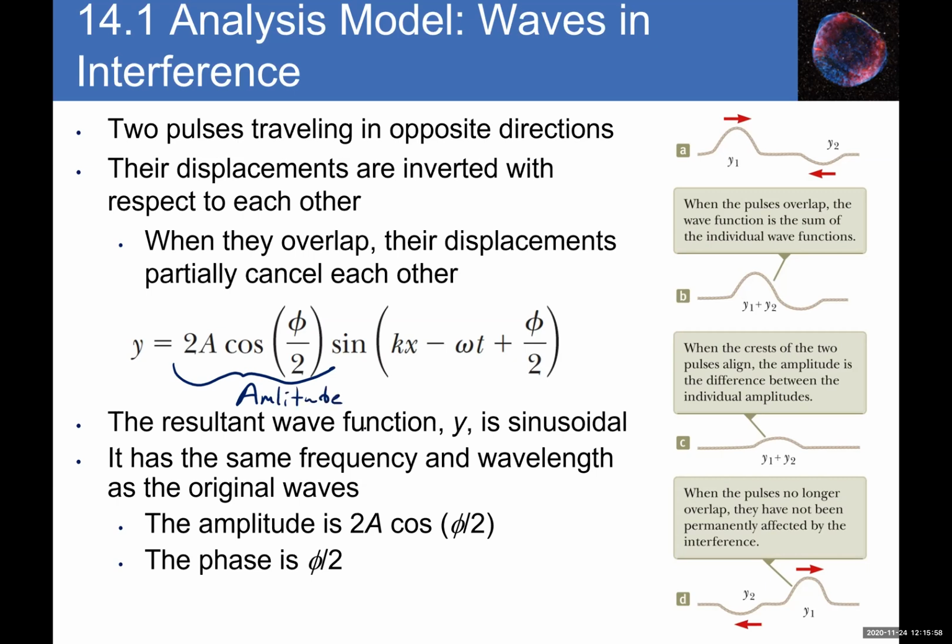Okay, so again, the resultant wave function is sinusoidal. It has the same frequency and wavelength as the original waves, and its amplitude is 2a cosine phi over 2. So the phase is this phi over 2. One of the things we have here is, what is this phi over 2, and when are we going to get constructive or destructive interference? We can actually get that by looking at this quantity phi over 2.